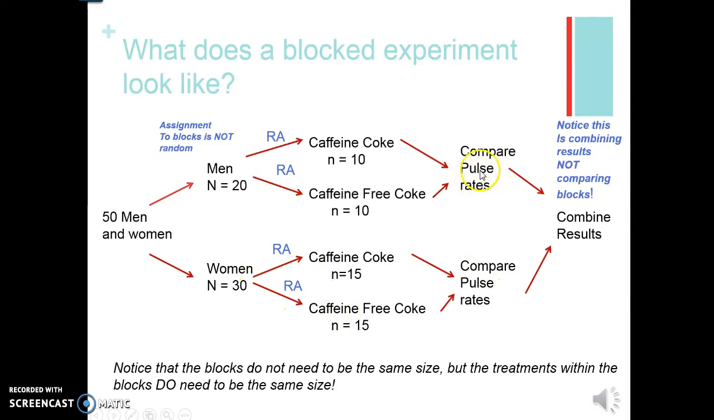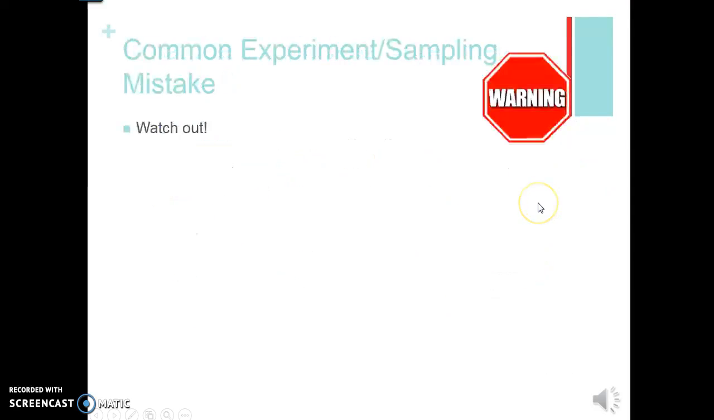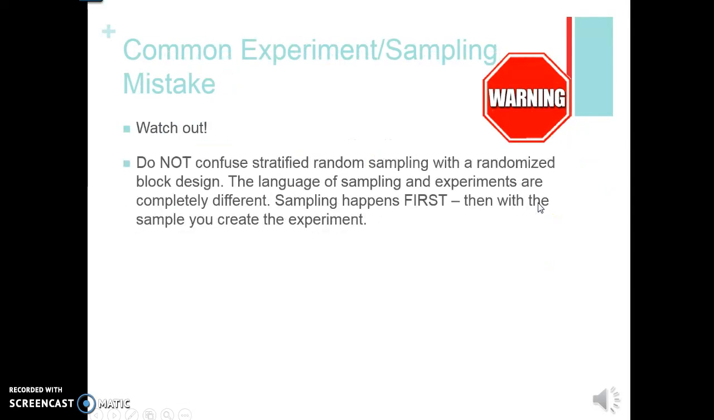We're going to compare the pulse rates within this block, compare within this block, and then we're going to combine all of the results. Now, notice we're not comparing just this block and just this block. We're not comparing this block to this block. We're combining all of the results to get one big pool of people to see if caffeine affected their pulse rate. All right, so what are some common mistakes?